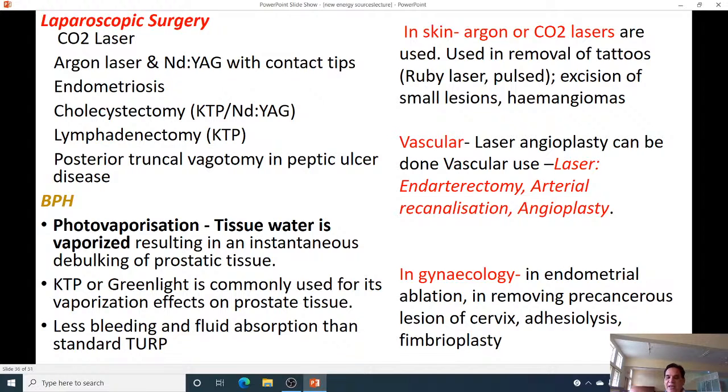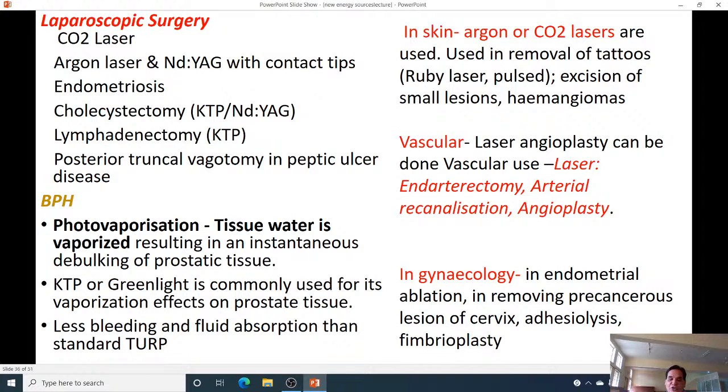In gynec, for endometrial ablation, precancerous regions of the cervix. And for BPH, that means benign prostatic hypertrophy, the most important is photovaporization. This is commonly used. It has no bleeding, nothing. Here, the prostate is melted and vaporized. What happens? Instantaneous debulking of the prostatic tissue. And here, the green light is commonly used for its vaporization effect on the prostate.